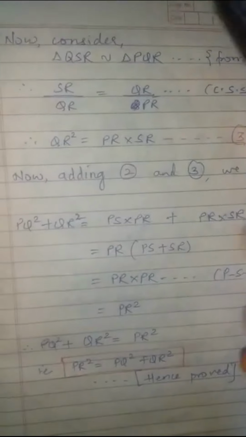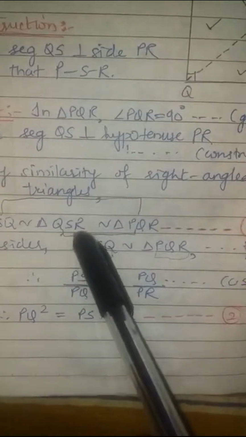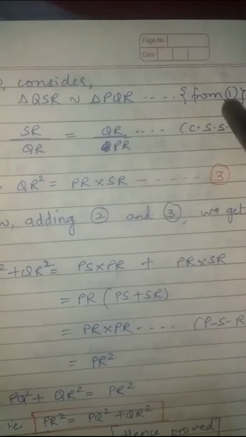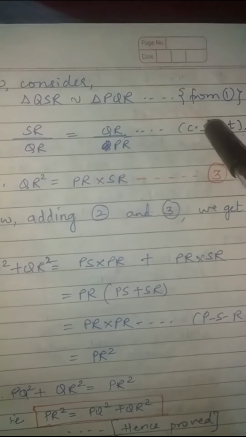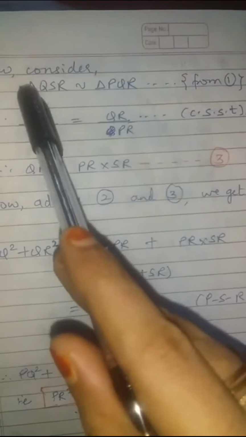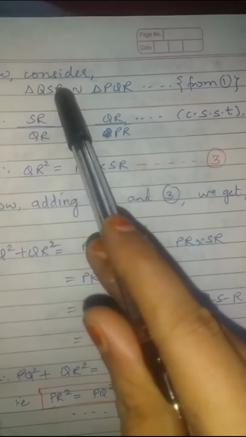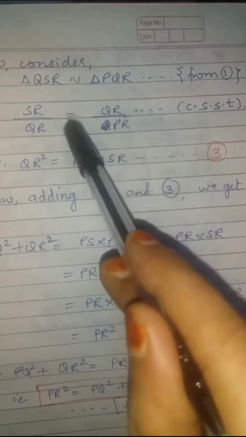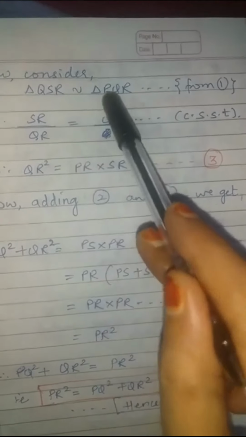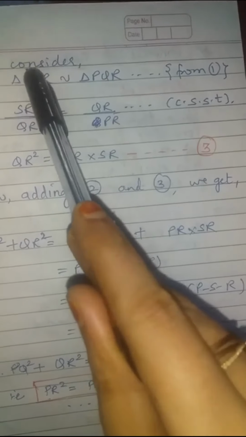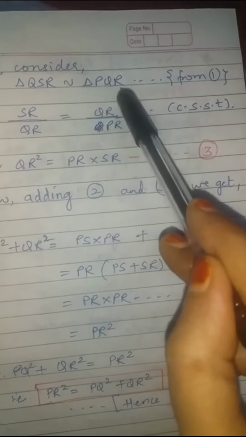Moving further, as I told you, we are going to consider the second pair, that is triangle QSR is similar to triangle PQR, again from equation 1. By CSST, that is corresponding sides of similar triangles, what do we get again? SR upon QR will be equal to QR upon PR. Am I right? SR upon QR will be equal to QR upon PR.